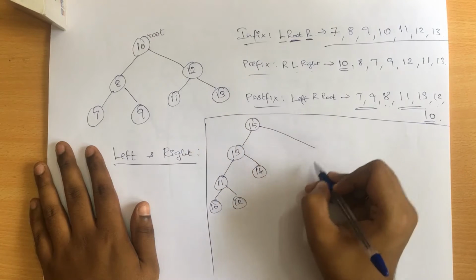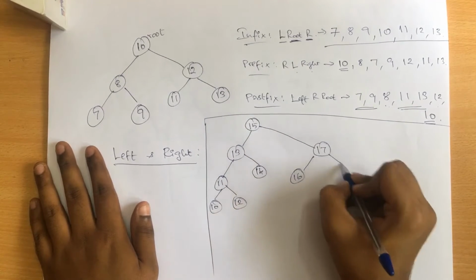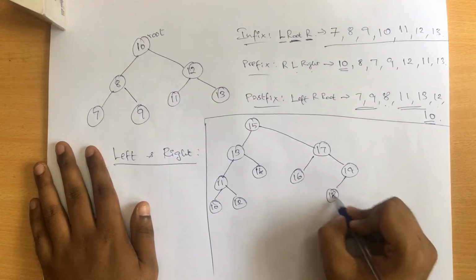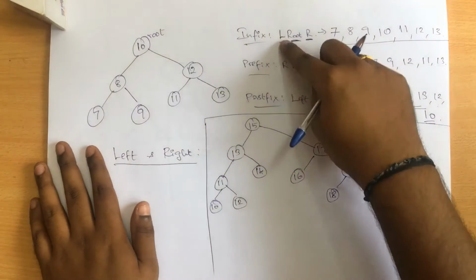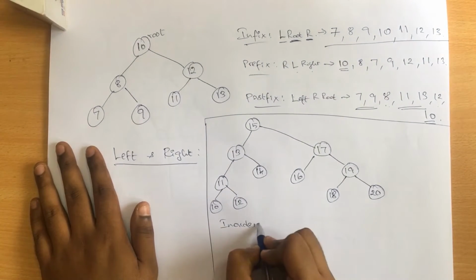So now after 15, assume that we have 17, and here we have 16, and here let's assume we have 19, and here it's 18 and 20. So let's assume our tree is in this way. So same way I need in-order, pre-order as well as post-order values. So first let's move with in-order.